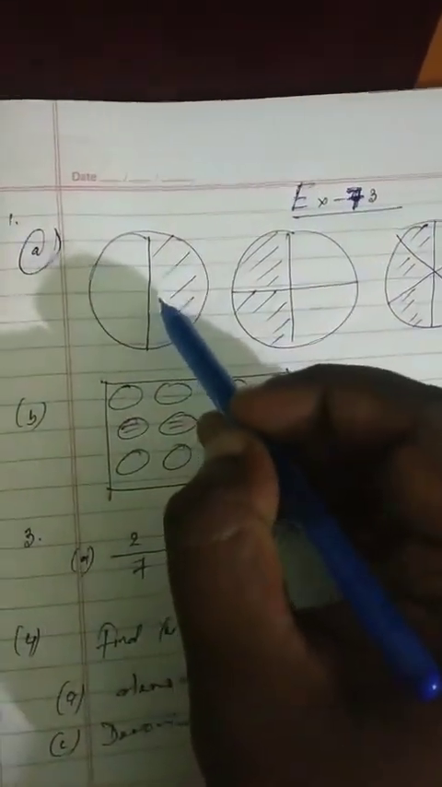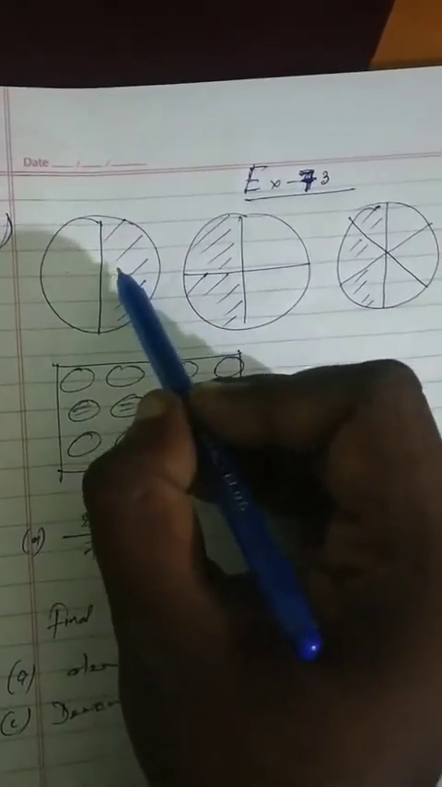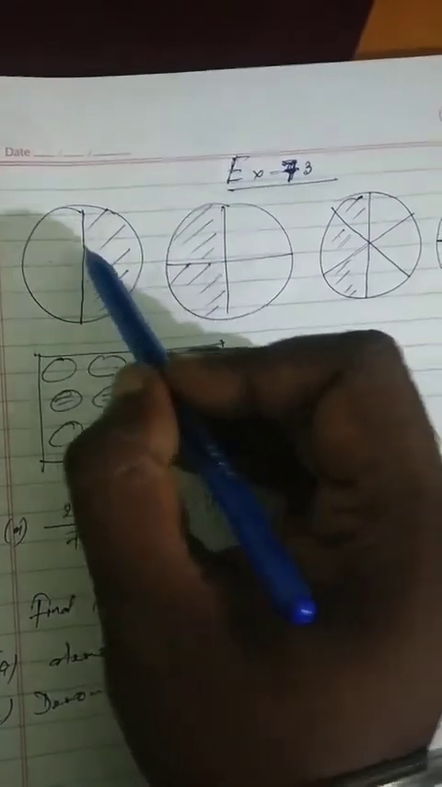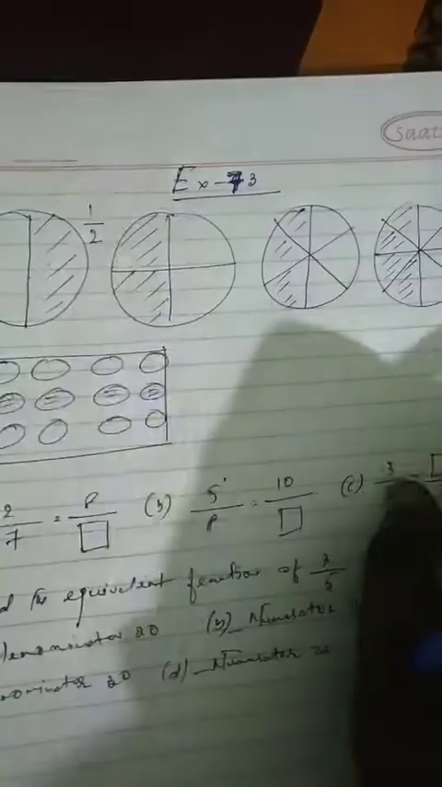The first diagram, as you can see, of question number 1A, is a circle divided into two equal parts, and one part is shaded. So there are two parts, means divided by 2. One part is shaded, means it's 1. So the fraction of this shaded part of this complete figure is 1 by 2.